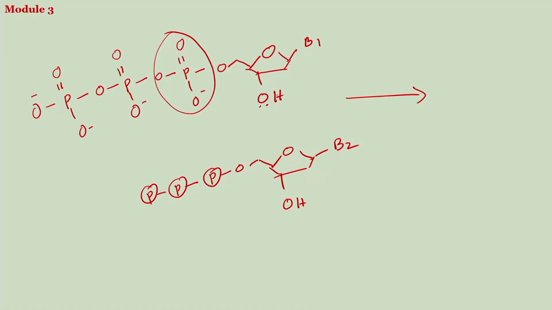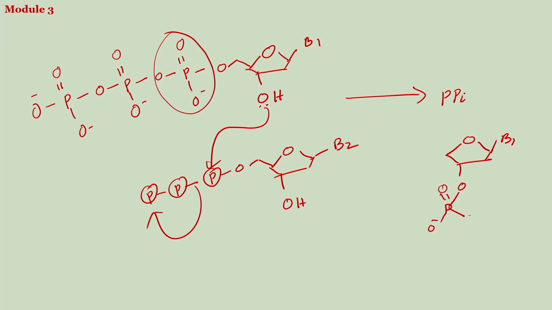The 3 prime hydroxyl of the first base will react with the phosphate and will eliminate a diphosphate, PPi. And you will get B1, this is P, B2, OH. Here you will have O, 3 phosphates.